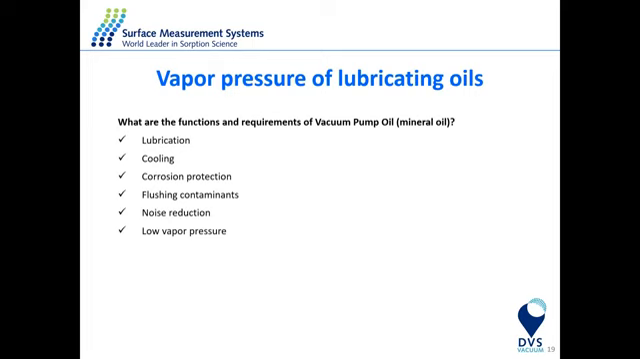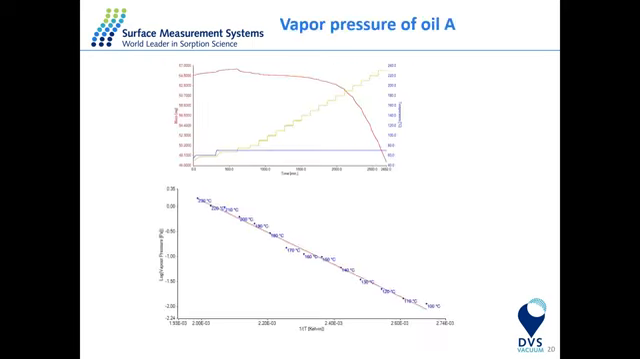And this is mainly for the vacuum pump oil. The function is for lubrication, cooling, corrosion protection, and noise reduction. One of the requirements is low vapor pressure, because if you have high vapor pressure, it is going to cause issues with the process. So here, look at the vapor pressure of oil A.